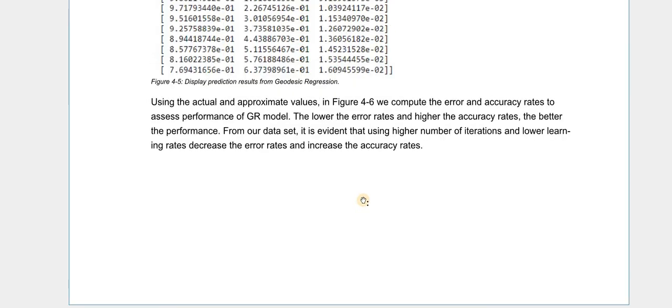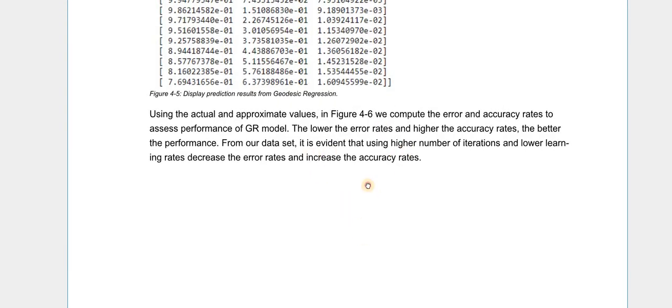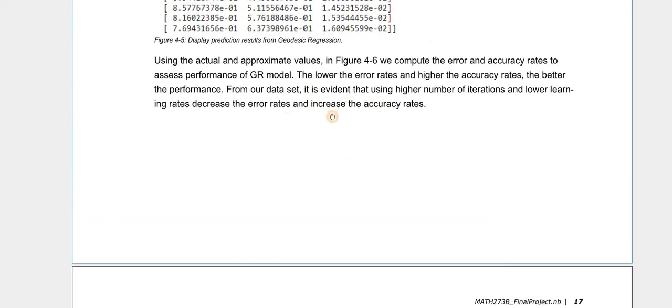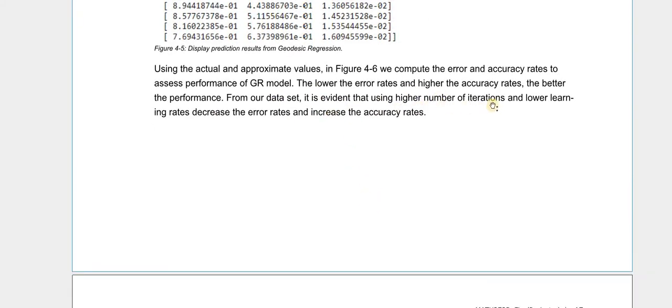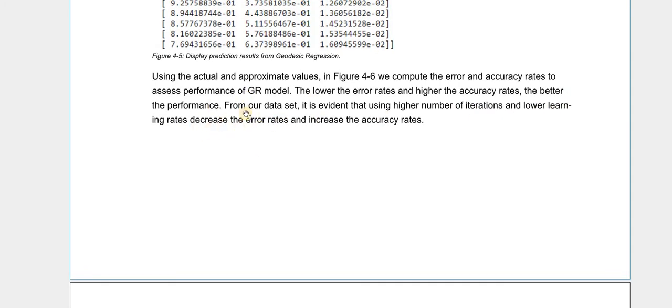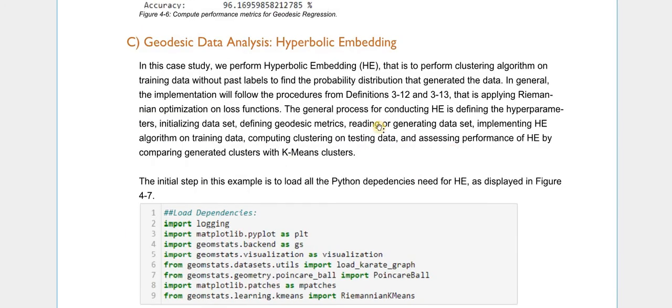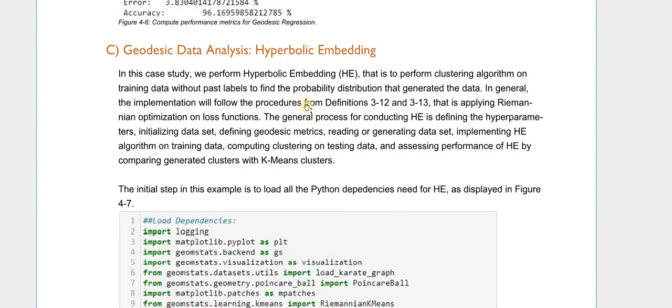So what you can do to tune this geodesic regression model is, as I've done, to increase the number of iterations and lower the learning rate. And this should yield a lower error rate and a higher accuracy rate. So just play around with that. Now let's move on to the hyperbolic embedding.